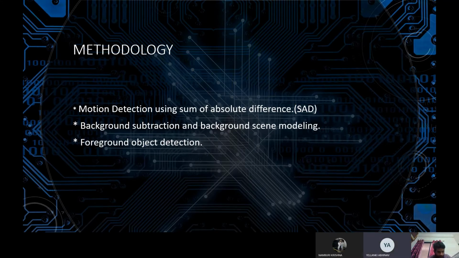Hello, my name is Abhinav. Now I'm going to explain the methodology. Motion detection using sum of absolute differences, background subtraction and background scene modeling, and foreground object detection. These are the three methodologies we are going to use.